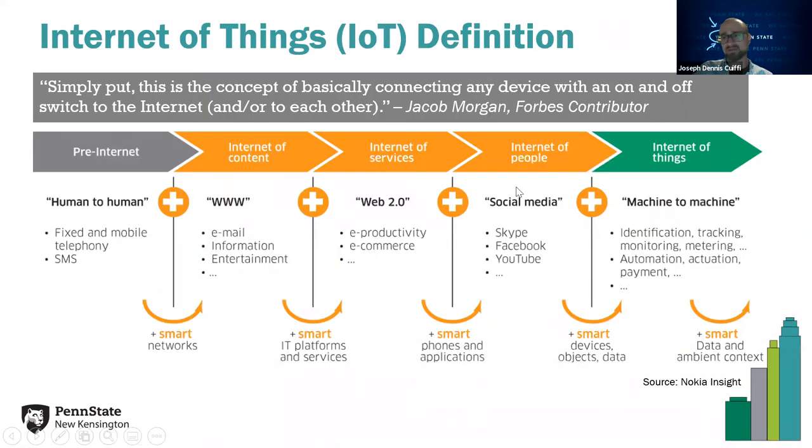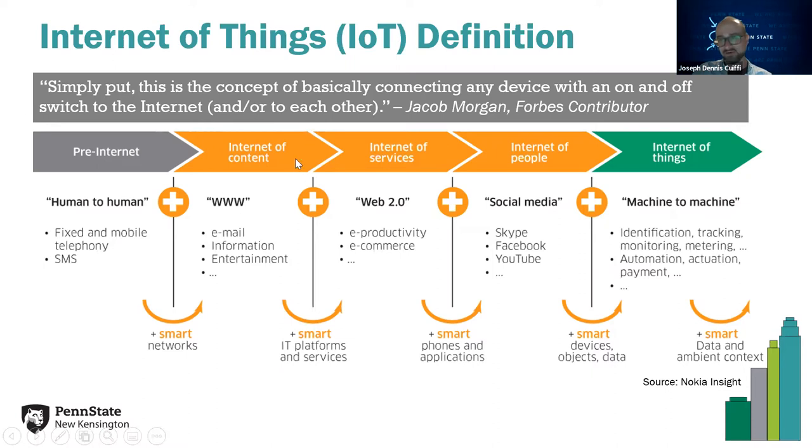When you look at the definition of Internet of Things, I like this one where it's connecting any device with an on and off switch to the internet. And that's somewhat true. There are some exceptions, but fundamentally, if you look at the ages of the internet, this graphic from Nokia was very interesting to me, always has been. I grew up pre-internet, pre-SMS, with just human-to-human interaction, phones, things like that. We moved very quickly in the mid-90s into the internet and having that widely available to folks.